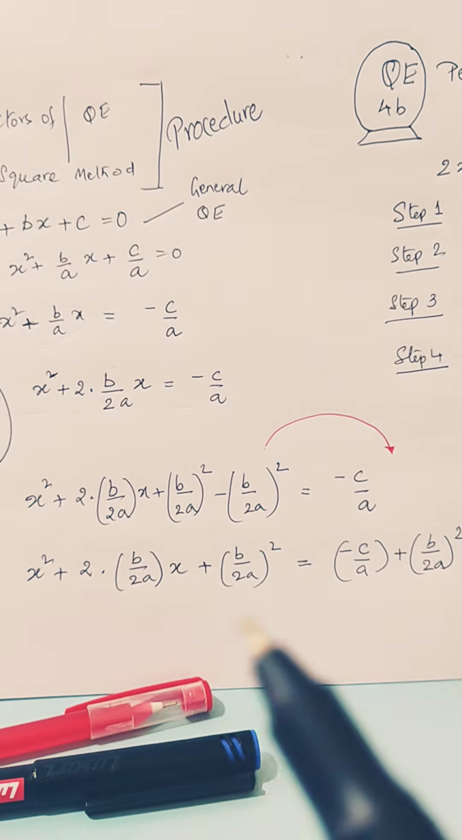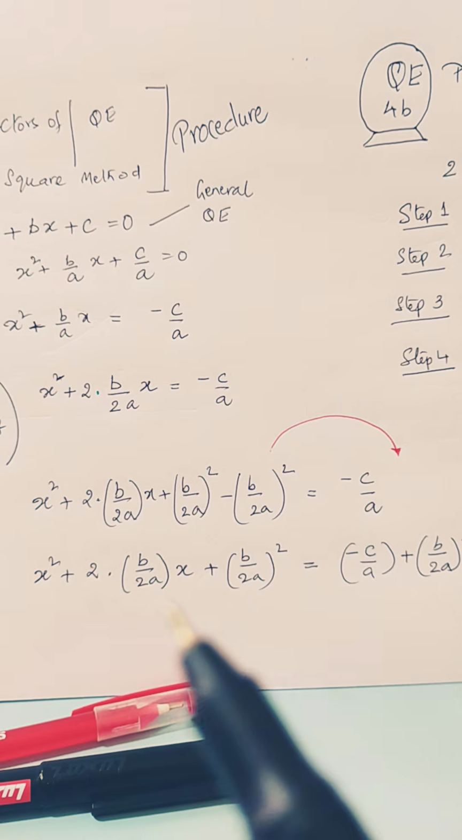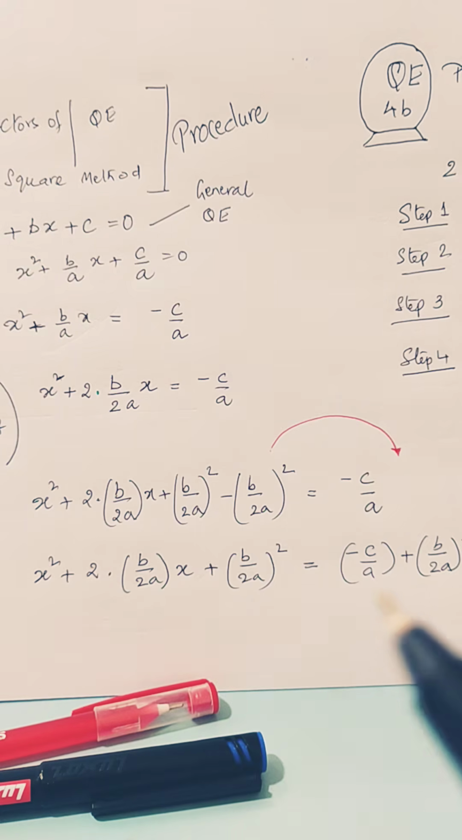Okay, now here, the left hand side is nothing but the perfect square, that is when it is in a plus b whole square form. So you can write it as x plus b by 2a whole square is equal to something.